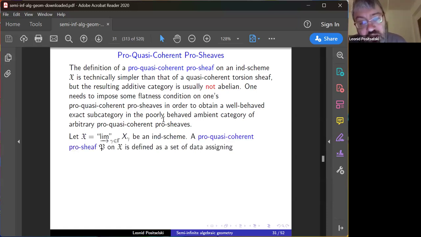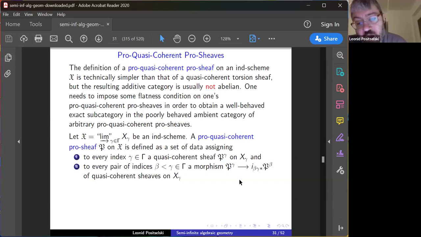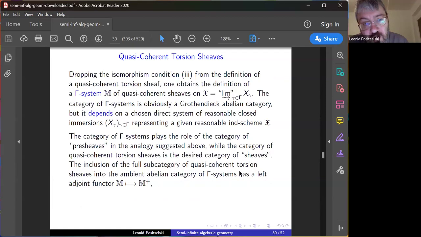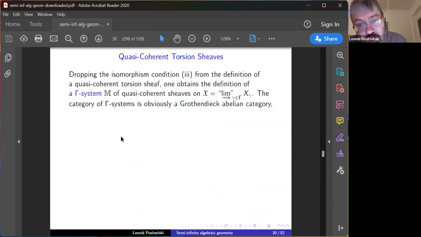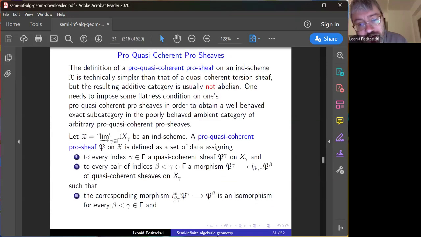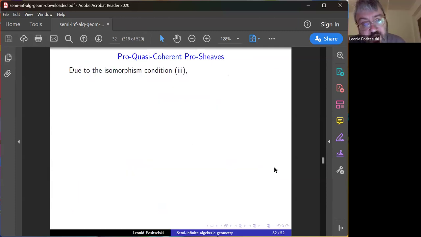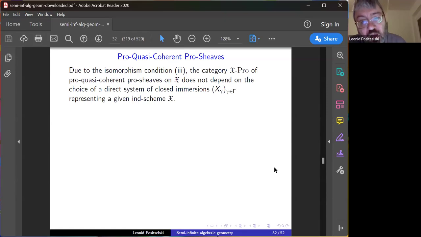A pro-quasi-coherent pro-sheaf P on X is defined as a set of data assigning to every index gamma a quasi-coherent sheaf P gamma, and to every pair of indices beta less than gamma a morphism from P gamma to the direct image of P beta. So the difference with the previous definition is that there we had a morphism from the direct image of M beta to M gamma, and here we have a morphism from P gamma to the direct image of P beta, such that the corresponding morphism from the inverse image of P gamma to P beta is an isomorphism, and the triangular diagrams of structure morphisms are commutative. Due to the isomorphism condition, the category of pro-quasi-coherent pro-sheaves on X doesn't depend on the choice of the direct system of closed subschemes X gamma representing a given ind-scheme X.